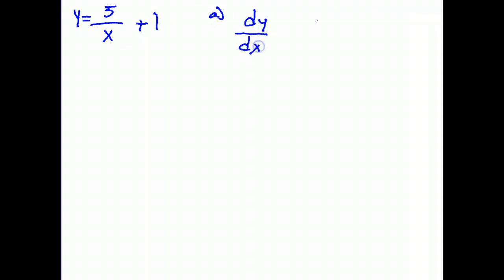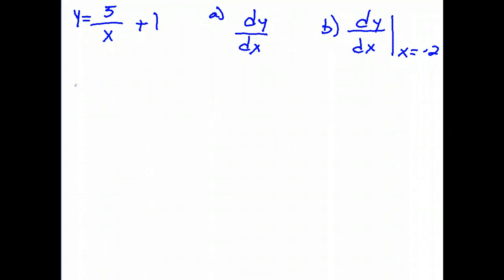Okay, let's take a look at another one here. Let's look at number 20 on page 183. Number 20 defines y as equal to 5 over x plus 1, and we're asked to find two different things. First, in part A, we want to find dy dx. And in part B, we simply want to evaluate dy dx at x equal to negative 2. Once we have part A, we can find part B just by plugging in negative 2 for x. But let's find our first derivative here.